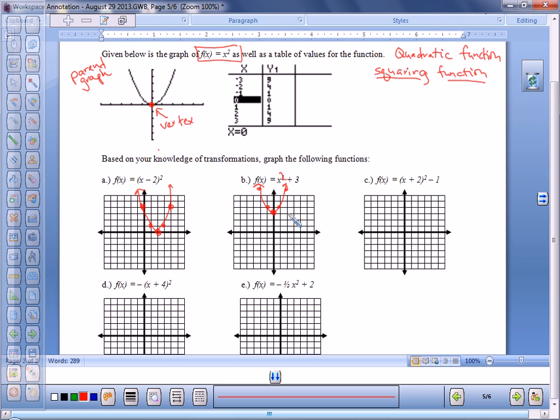Where do I shift my vertex to? Left 2, down 1. Okay, so if I went to the right 1 unit, what is 1 squared? 1. If I went to the right 2 units, what is 2 squared? 4. If I go to the left 1 unit, 1 squared is 1. To the left 2 units, 2 squared is 4. And then I have my quadratic.